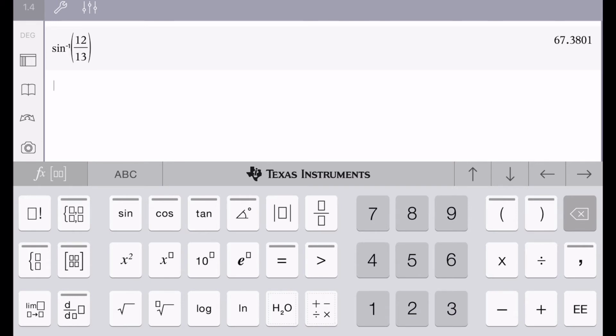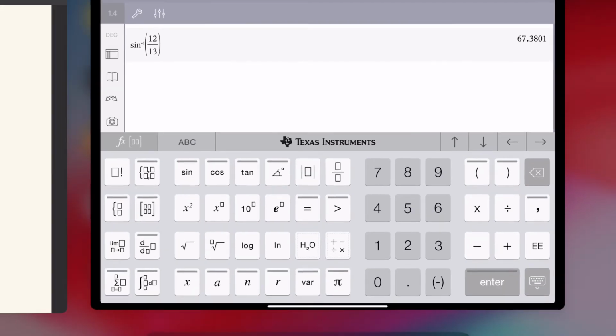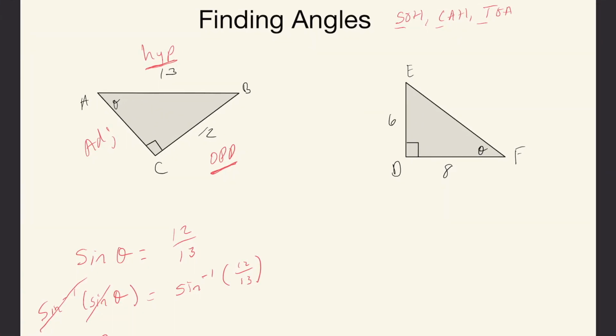So I know that my theta is equal to 67.38 degrees, because we're talking about an angle measurement. So every time you have a theta, make sure you have an angle measurement to go with it, because we are talking about angles. For the second one, I'm going to do the same thing.